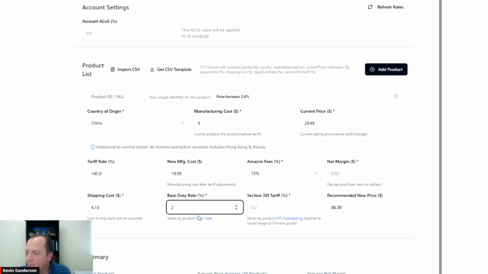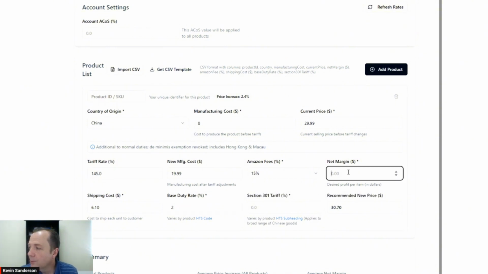It defaults to a base duty rate of 2%. We'll just leave that there. If you're unsure, we've got a link here which will take you to the HTS codes. Section 301 tariffs: if you're not sure about that, leave it blank. It's another tariff from an old law in place. You'd probably already know about it if it affected your products.